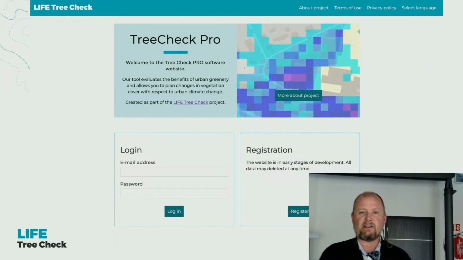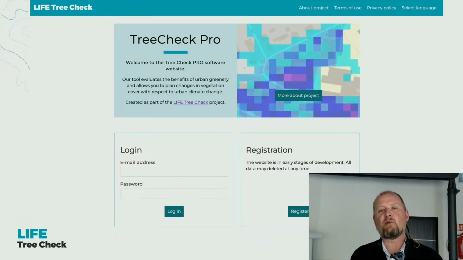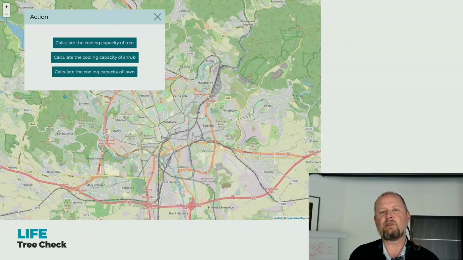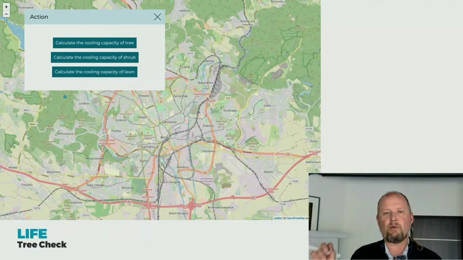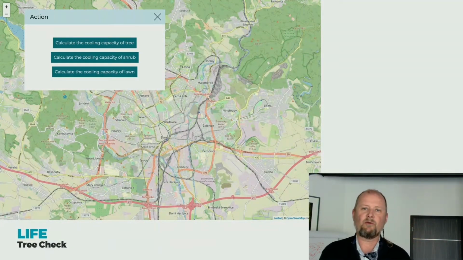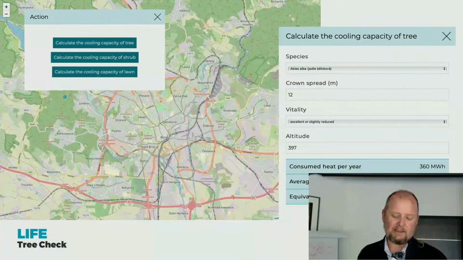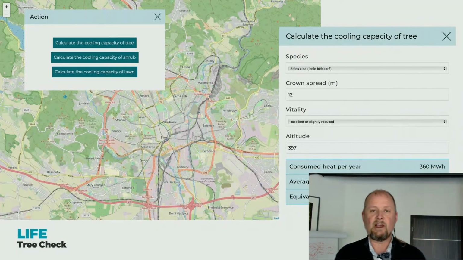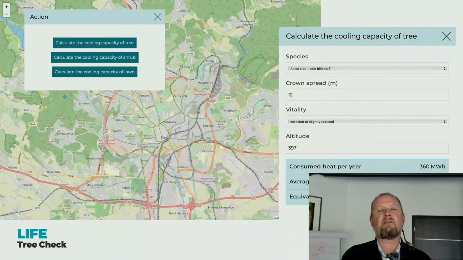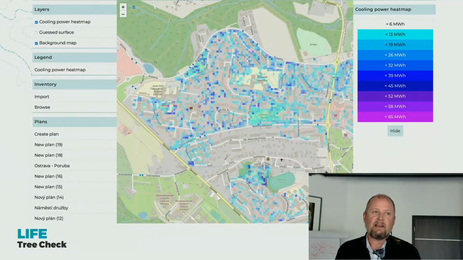The use of TreeCheck Pro begins with registration, which gives the user access to all functions. The easiest way is to use the calculator. After specifying the location and type of the element and filling its qualitative parameters, it enables us to obtain information on efficiency both in physical units and also in conversion to financial expression, in monetary units.